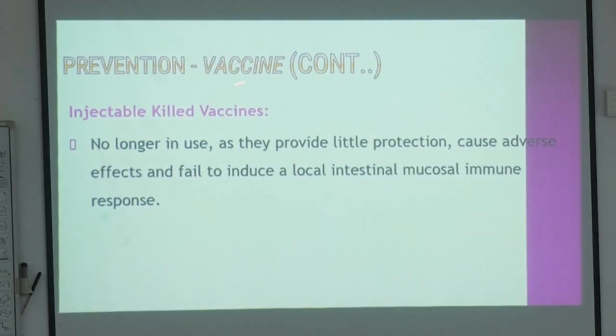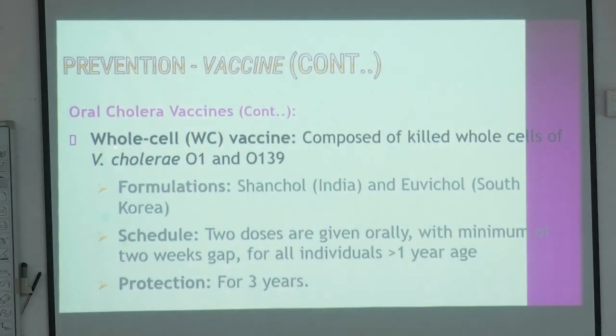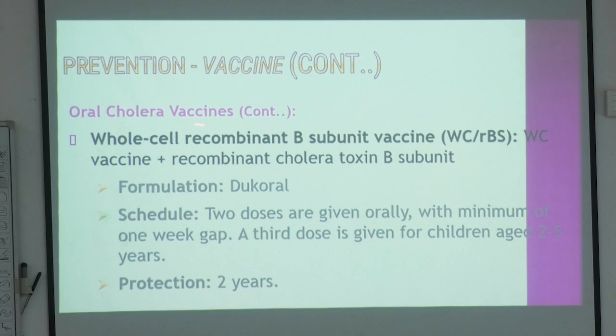Last is the vaccine. Injectable vaccine is no longer in use; it provides little protection. Now oral cholera vaccine is available: whole-cell vaccines, and whole-cell recombinant B subunit vaccine. The whole-cell vaccine is composed of killed Vibrio cholerae O1 and O139. Just remember this much. Oral cholera vaccine is a whole-cell recombinant B subunit vaccine with recombinant cholera toxin B subunit.